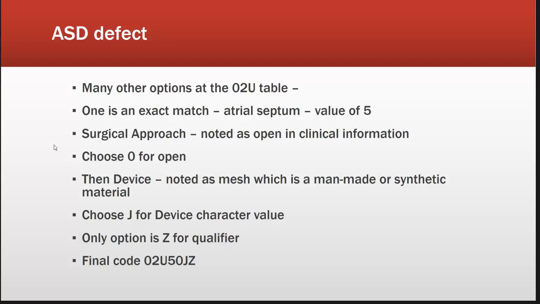Then we choose our surgical approach. It was documented as open. 0 is the character value for open approach. Then we have to reflect the device. Was the device left in the patient at the end of the surgery? Yes. It was a mesh device, man-made material. We choose J. And then the only option for our qualifier is Z. So for our open heart surgery for repair of an atrial septal defect with mesh, the code is 02U50JZ.